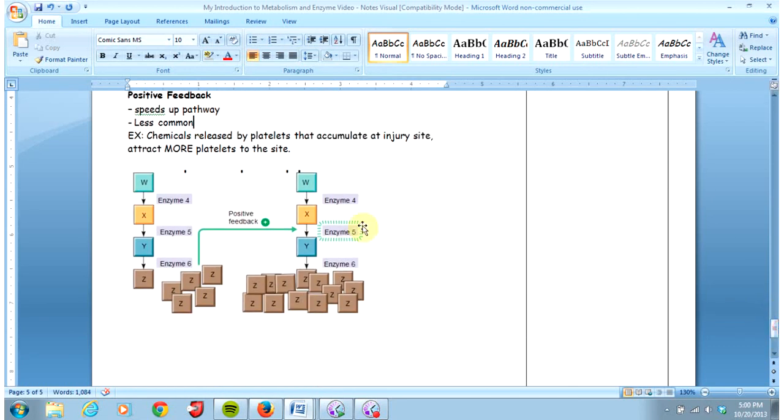So positive feedback only occurs in really specific scenarios. An example might be chemicals that are released by clotting agents called platelets that accumulate at an injury site. So if you get scratched and you start bleeding, platelets or certain types of red blood cells are going to accumulate and promote clotting of that blood so you won't continue to bleed. Those platelets will release chemicals that will then attract more platelets. So you want to get as many platelets as possible.